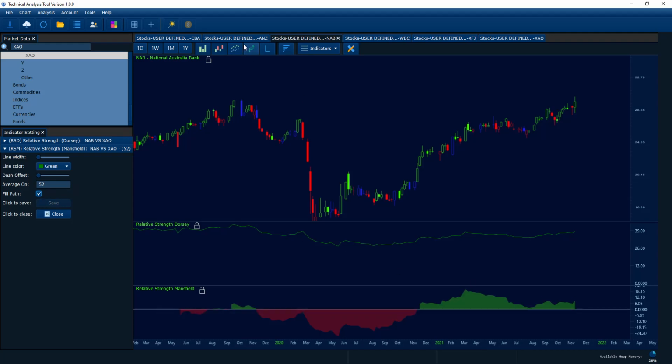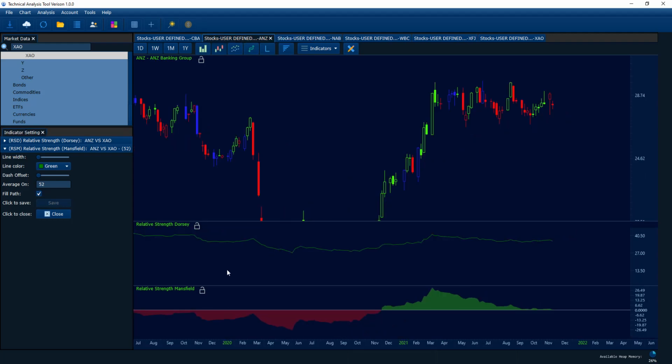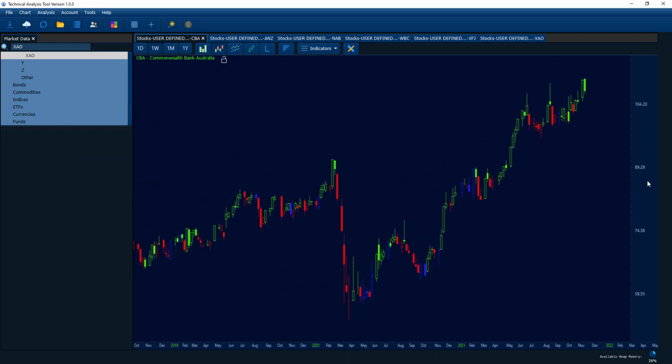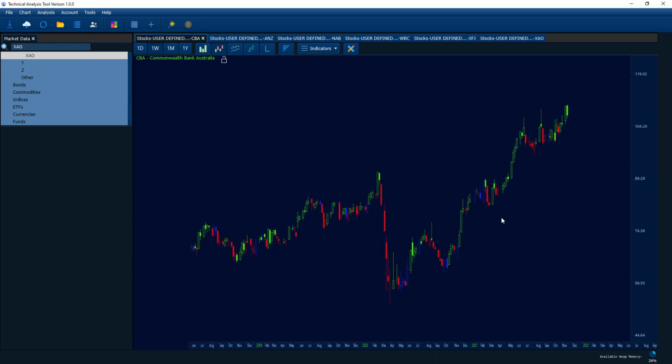So as you can see, by simply looking at the RSM, you can clearly see which stock is stronger at the moment. Also, you can compare one share with another share. Of course, nothing stops you from doing that.